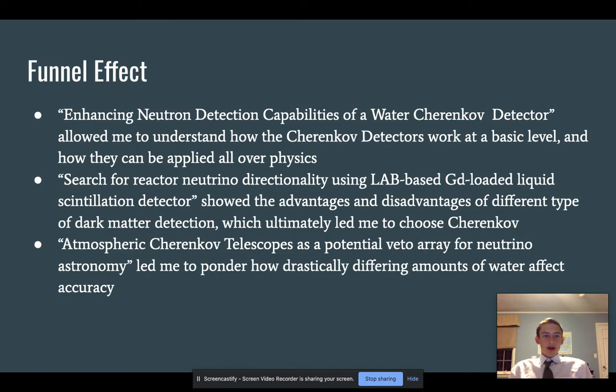And then the funnel effect, the first article, Enhancing Neutrino Detection Capabilities of a Water Cherenkov Detector, allowed me to understand how Cherenkov detectors work at a basic level and how they can be applied all over physics and do a lot of different things. And the search for reactor neutrino directionality using a lab-based Gd-loaded liquid scintillator detector showed the advantages and disadvantages of different types of dark matter detection, which ultimately led me to choose the Cherenkov detection methods.